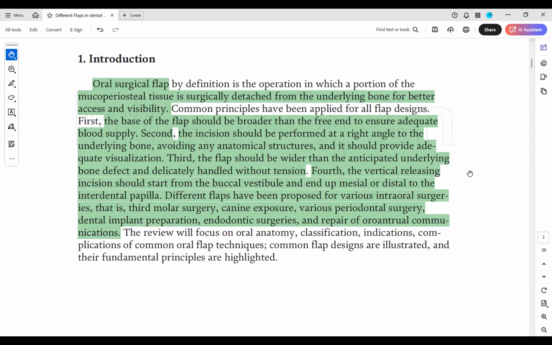Another area in surgery where you would require flaps is dental implant preparation. That is beyond the scope of ADC right now, so I'm not covering that topic today. Repair of oroantral communications, also not. So our main focus in today's class would be the flap types and the procedure indication types in third molar surgery, which has already been asked in the exam, and to stretch the boundaries, which we always do with Winspur.